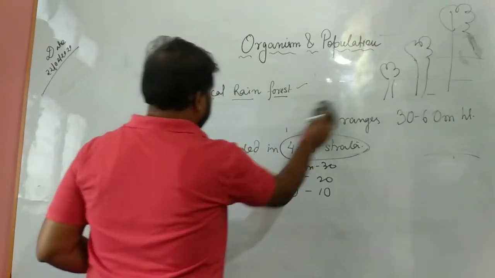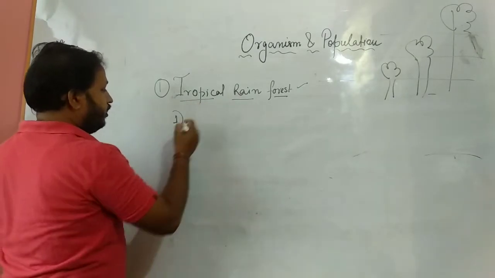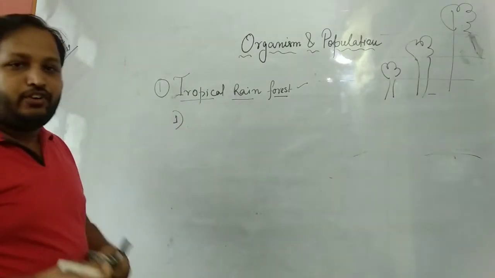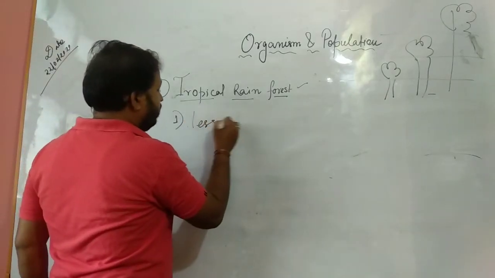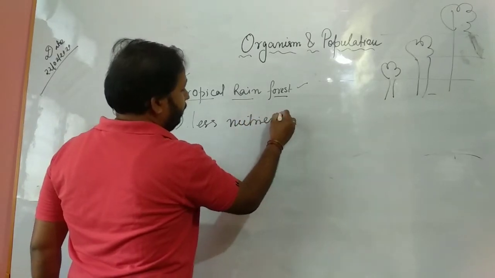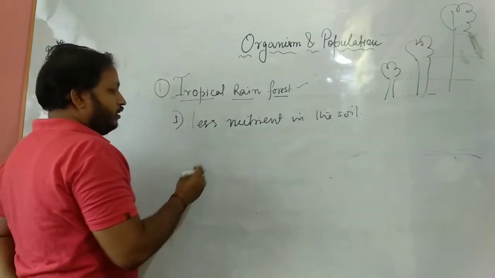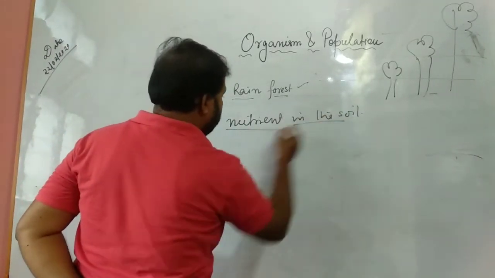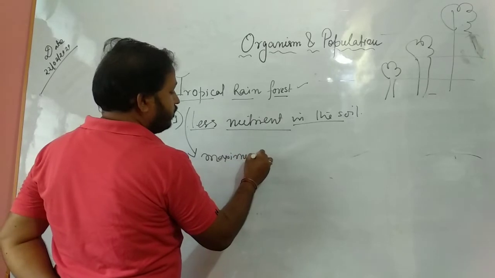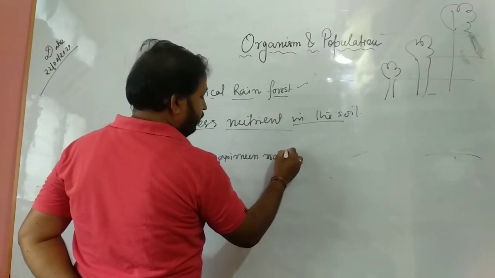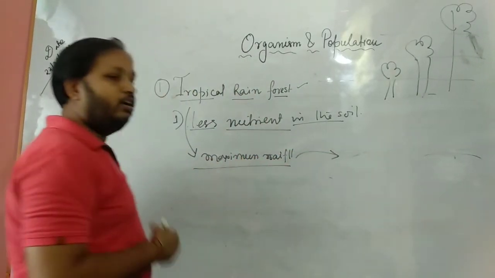Now, one more important point regarding this forest is that this kind of forest has less nutrient in its soil. Why less nutrient in the soil? The reason is that there is maximum rainfall, because the rain water flushes the nutrients from the topsoil.